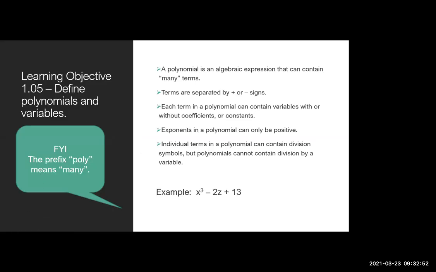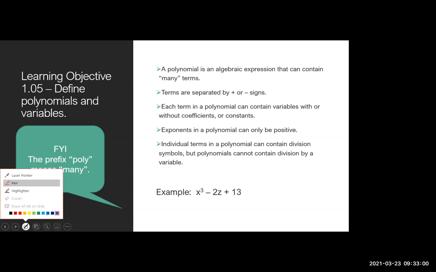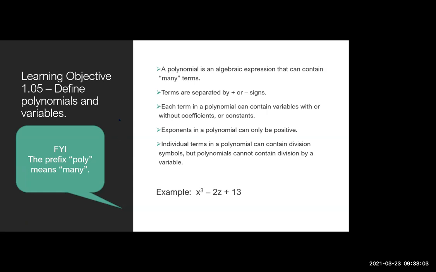All right. Let's switch our focus now to our next learning objective, which is about polynomials. We want to define polynomials and variables. In week 1, we talked about the terms coefficient, variable, and constant. Now, in this week, we're going to focus in on the polynomial part. Polynomials are simply an algebraic expression with many terms. These terms are often separated by a plus or a minus, okay? And each term can contain variables with or without coefficients or constants.